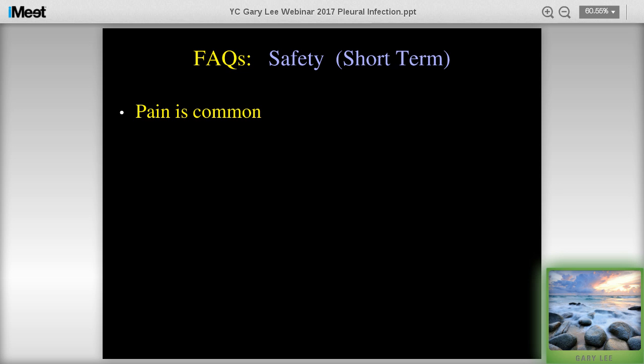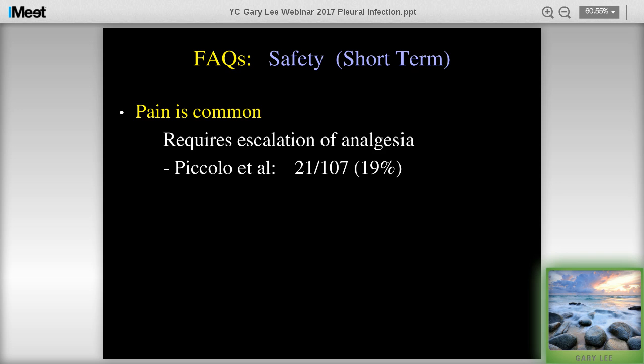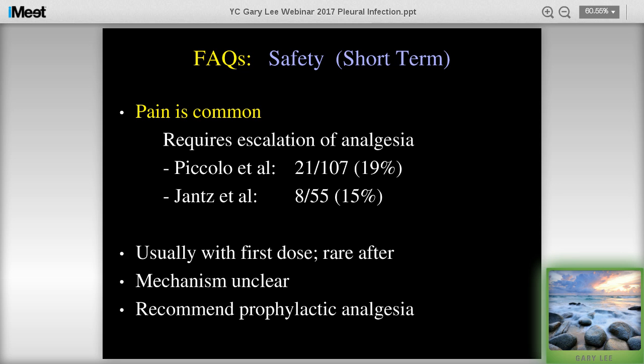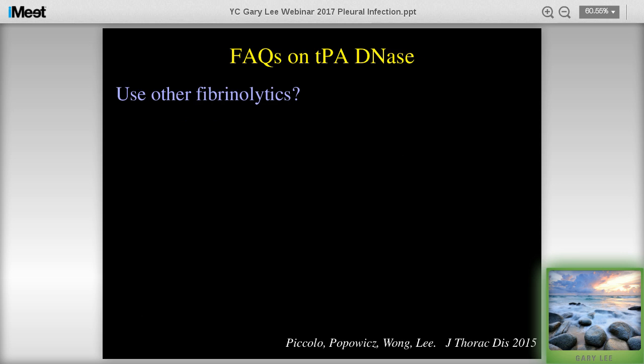I do need to mention, however, the short-term side effect is pain, and it is very important to mention to your patients that they might feel pain, especially with the first dose. It's quite interesting that it doesn't usually happen in subsequent doses, but about 20% in all the series that have been published did report significant pain with the first dose. So I usually warn the patient so there's no unnecessary surprise. The mechanism is unclear. It may be related to breaking the adhesions, and I often give extra analgesics before I give the first dose.